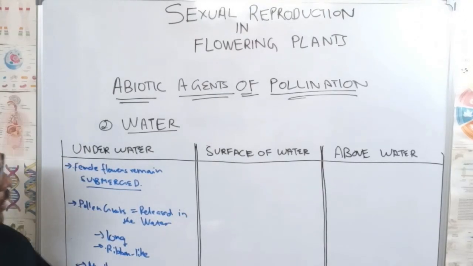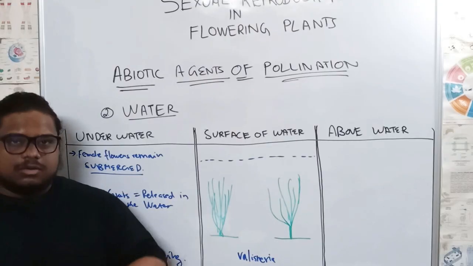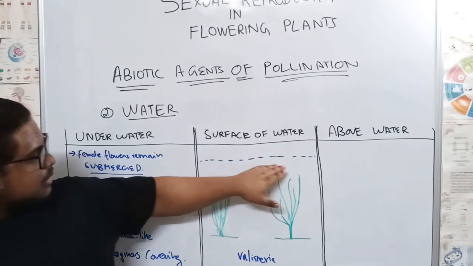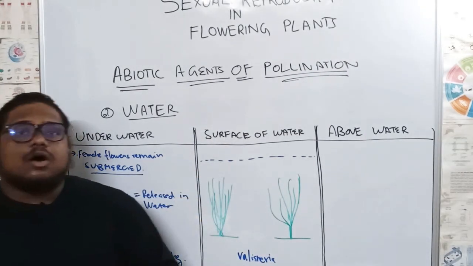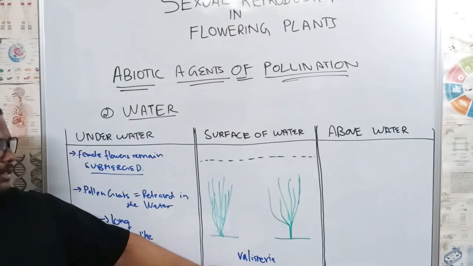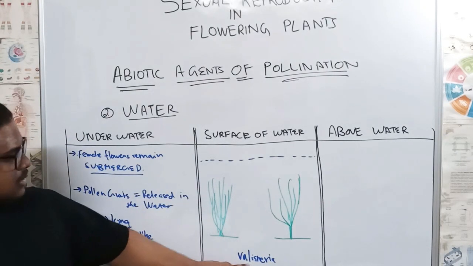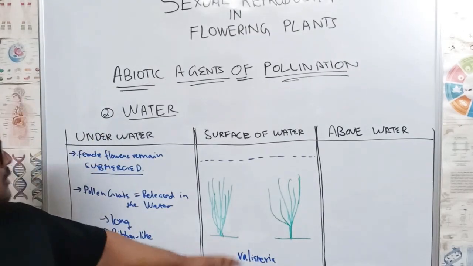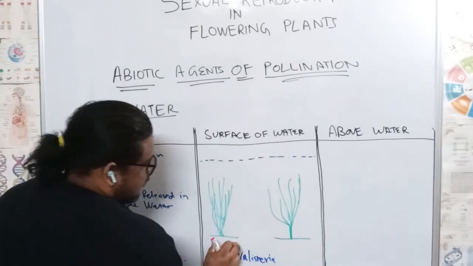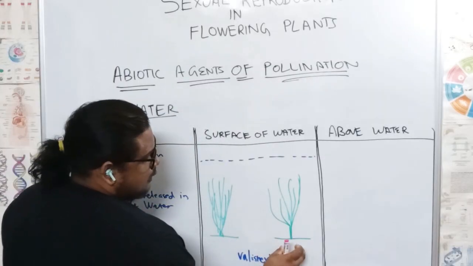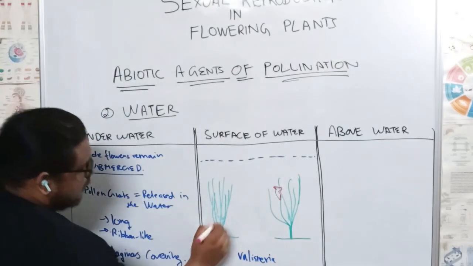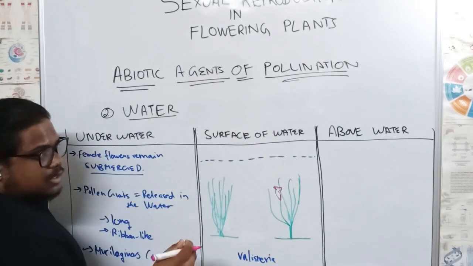Now swim up a little to the surface of the water. Let's see what happens there. So this is the surface of the water. Now we will see how pollination occurs on the surface of the water. We will understand it with an example. The plant is called Vallisneria. This Vallisneria plant is usually present under the water. Let's take two plants. This is the male plant and this is the female plant. The female plant has the flower, and the male flowers are usually smaller in size.